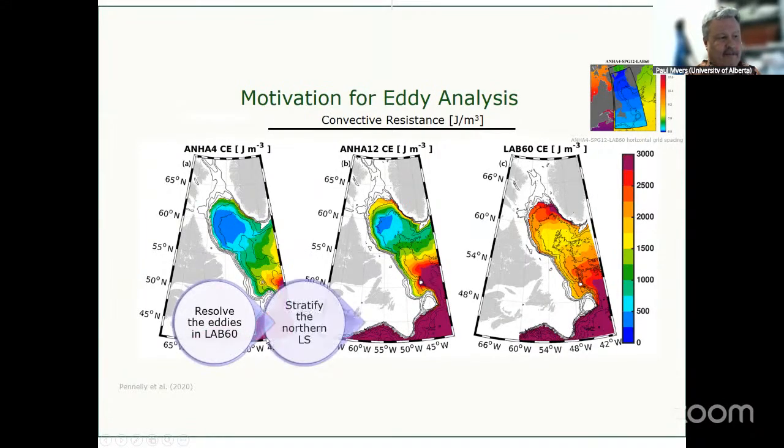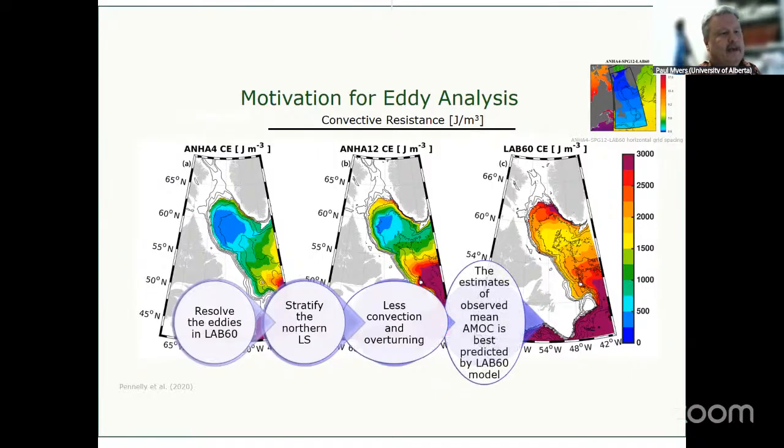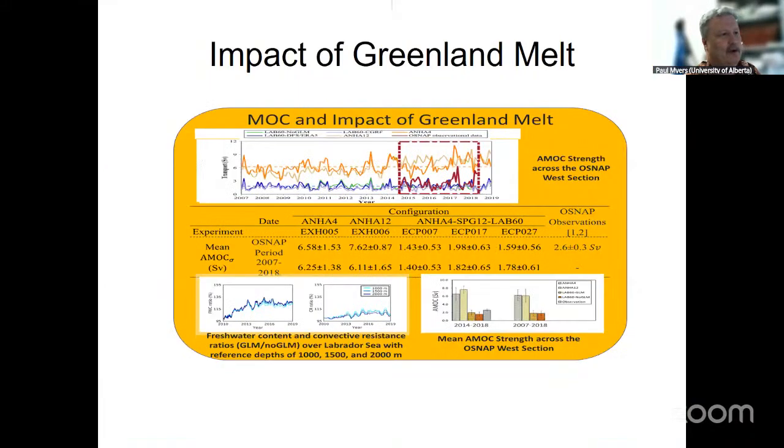So if you can have the eddies, you stratify the Northern Labrador Sea, that actually has less convection initially, so the models are less sensitive to what's being added from Greenland. So you get better predictions of the overturning, and you understand this crucial aspect of these small scale features if we want to then predict what's going to happen with Greenland.